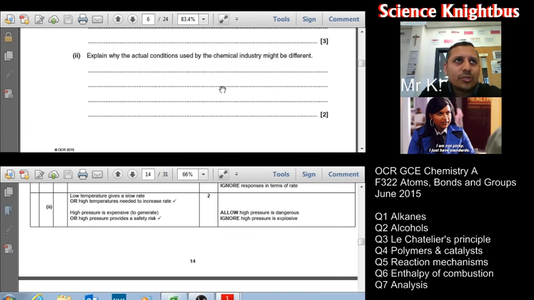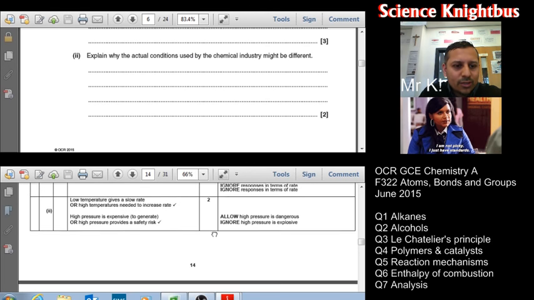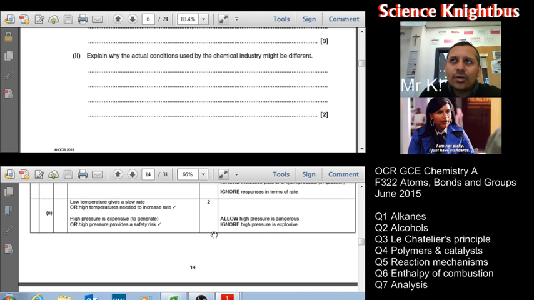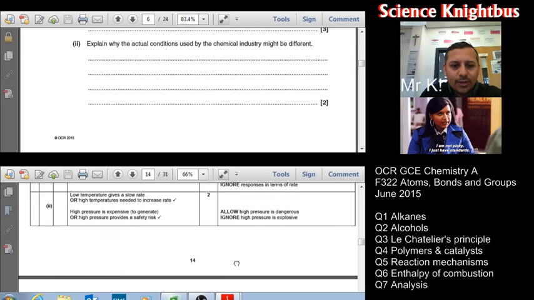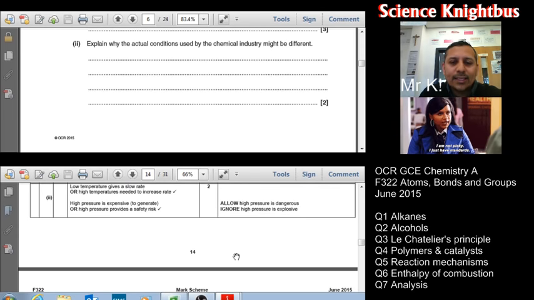Well, if you lower the temperature too much, you won't have enough energy for the activation energy. Lower temperature gives a slow rate, but also high pressure is expensive, and as well as that, you've got greater risk because high pressure environments can be quite explosive if you haven't got proper walls and things like that. So think about that. It's a safety risk. Don't start talking about high pressure being explosive, it's a really flippant thing. It's about safety risk.